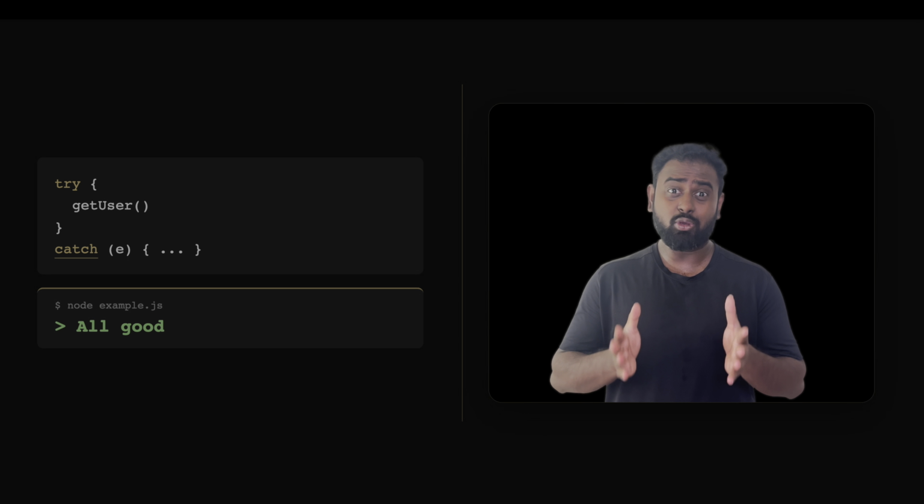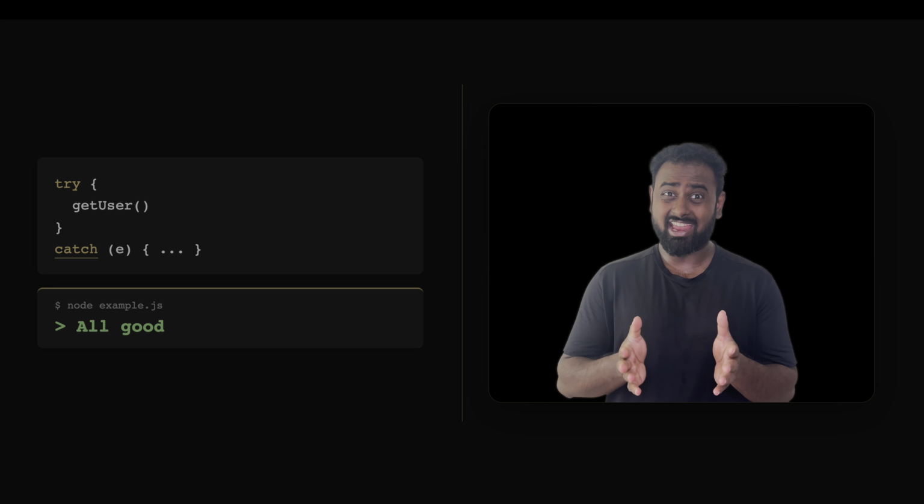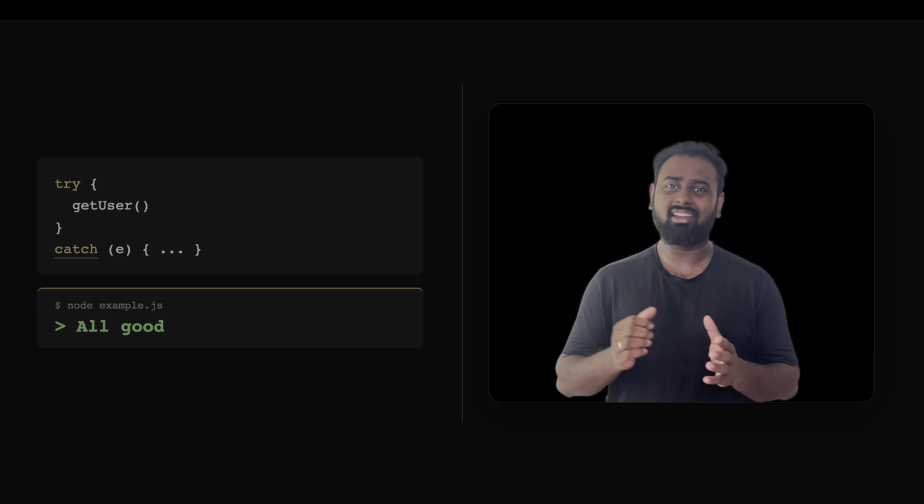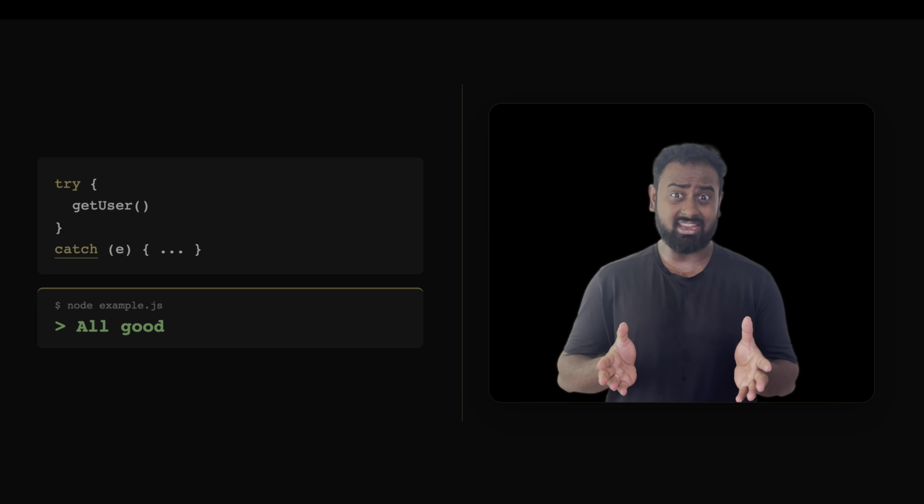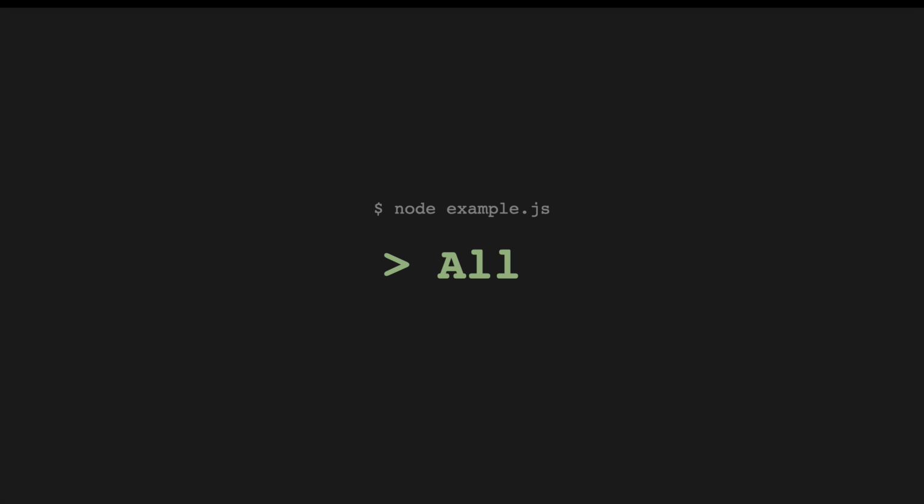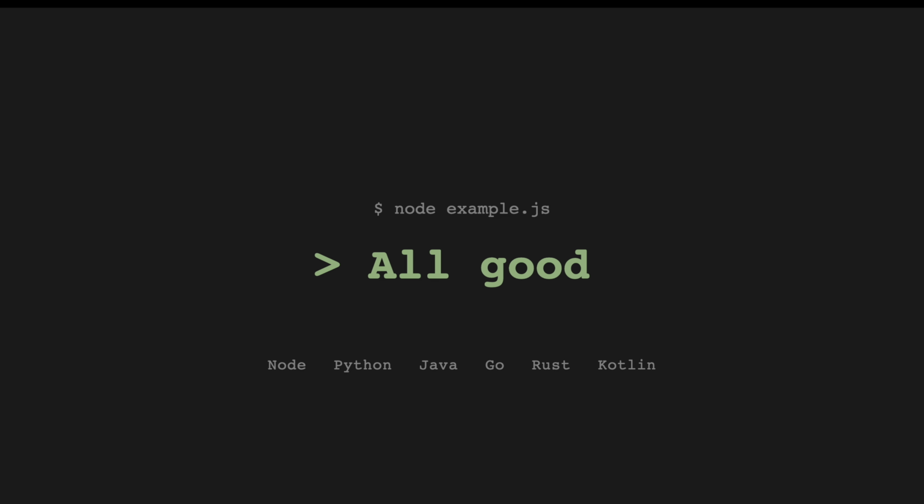Your function threw an error. Your try catch was right there and it didn't catch it. I'm going to show you this in JavaScript, but the same bug exists in every async runtime: Python, Java, Go, Rust, Kotlin. And the fix is the same too.